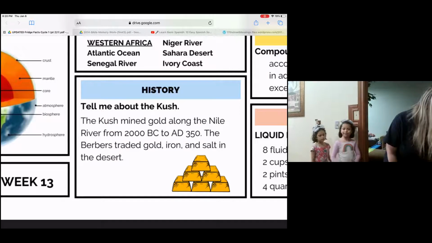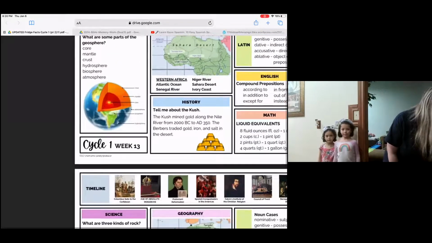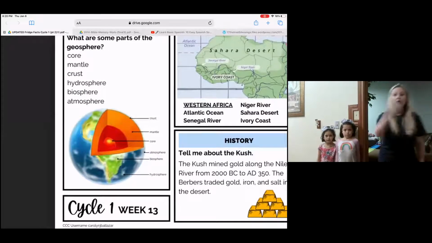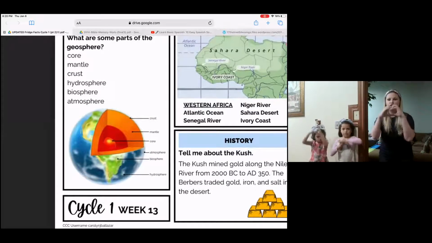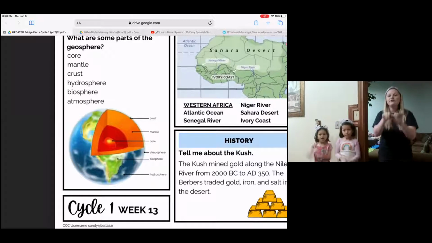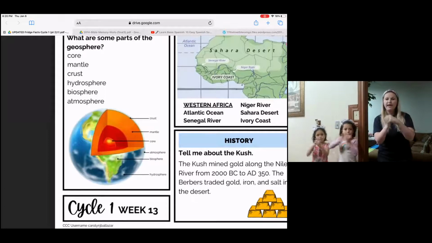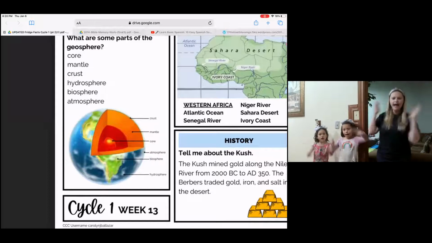Souls is for science. What are some parts of the geosphere? Core, mantle, crust. Hydrosphere, biosphere, atmosphere.